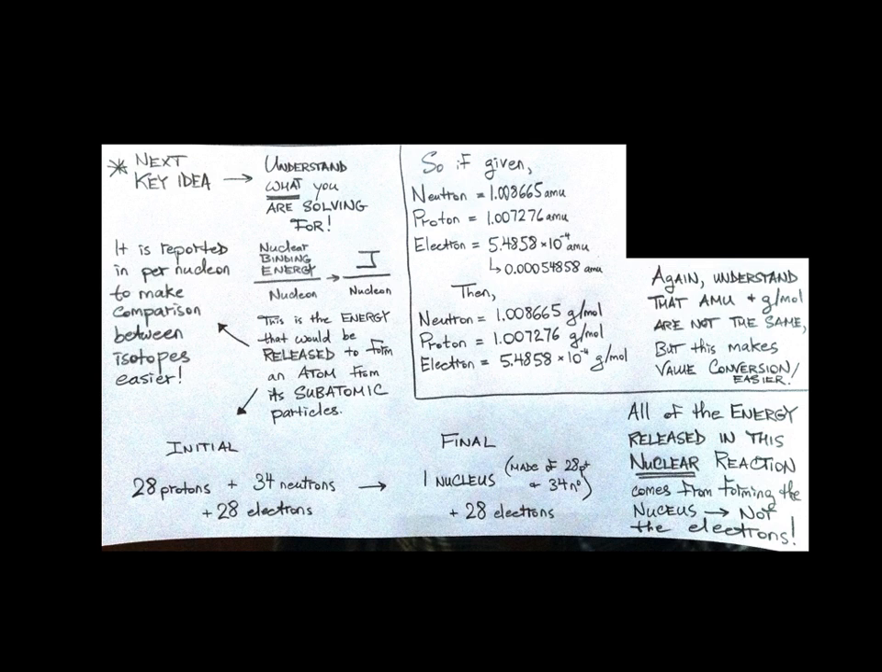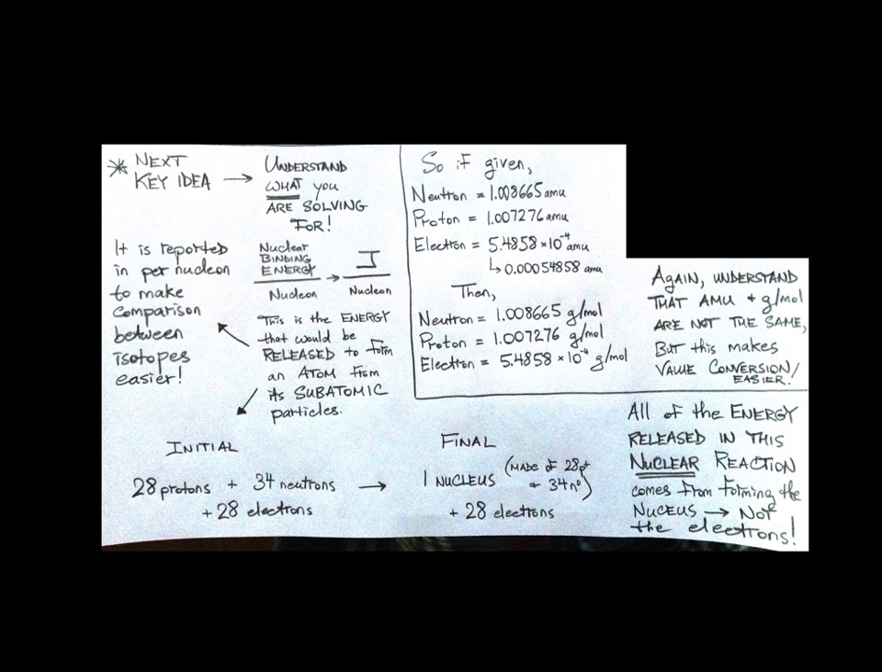Now, the next key idea you need to understand is what you are solving for. It is reported, or at least we're being required to report it, in joules per nucleon, energy per nucleon. And this is typically done to make the comparison between these isotopes easier. So we are going to solve for nuclear binding energy per nucleon in joules per nucleon. So this is the energy that would be released to form one atom from its subatomic particles.